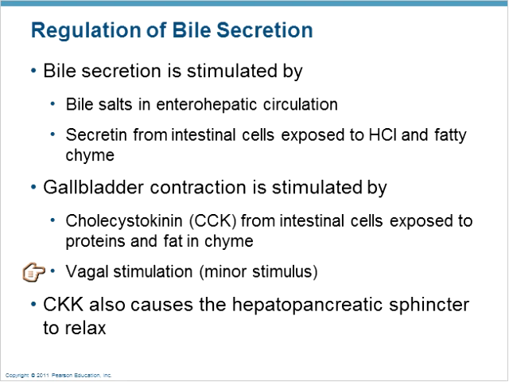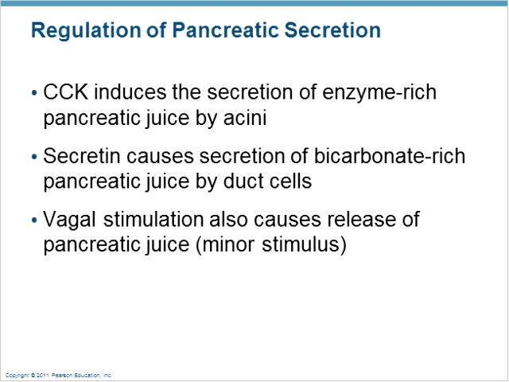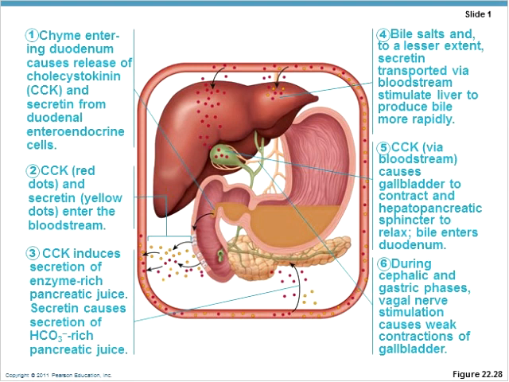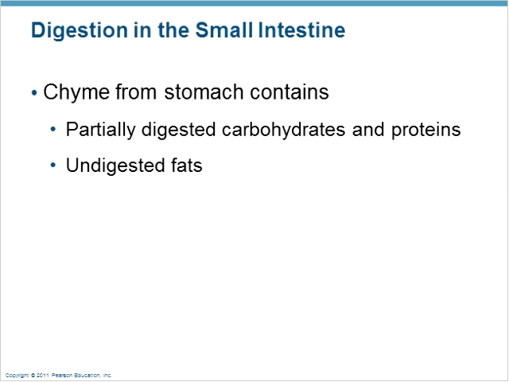The cholecystokinin also causes the hepatopancreatic sphincter to relax and allows discharge of both bile and the pancreatic enzymes and breakdown products. CCK induces the secretion of enzyme-rich pancreatic juice by the acini. Secretin causes secretion of bicarbonate-rich pancreatic juice by the duct cells. And the vagal stimulation also causes the release of pancreatic juice, but again, only to a minor degree. This takes you through the whole step, and I'm going to walk through this as you go. We'll take it as you look at the slides in your book.